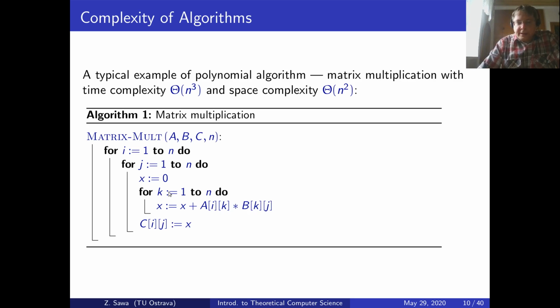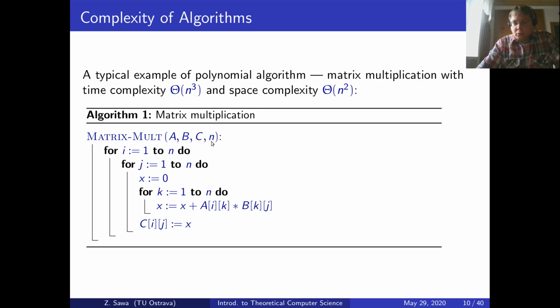It's clear that the most often performed part of the algorithm is the body of this inner loop, and how many times it's performed is n to 3. So time complexity is obviously n to 3, and space complexity is n square, because each of these 3 matrices requires n square elements.